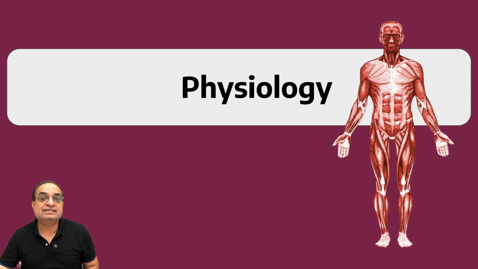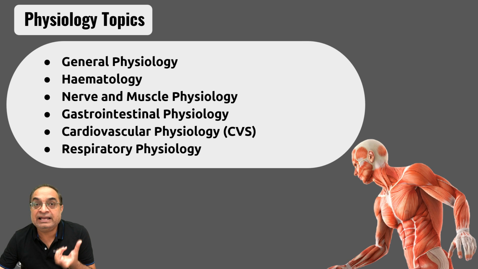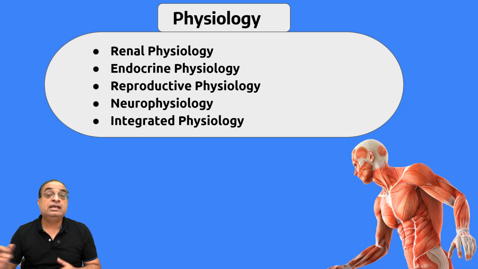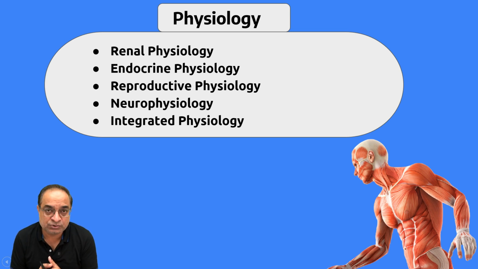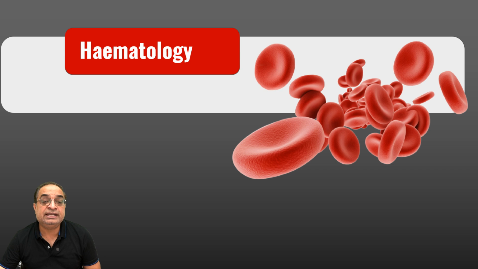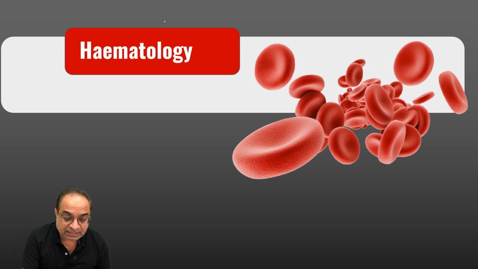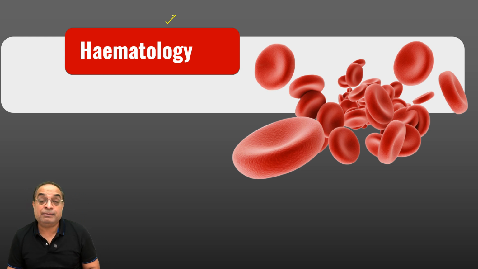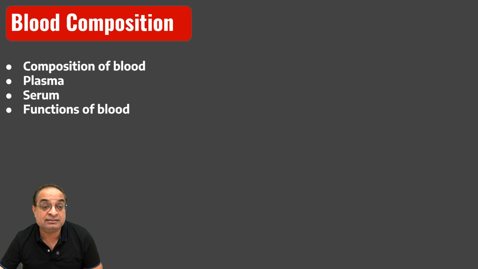Now, what we are going to discuss in this session is the MBBS first year physiology syllabus, highlighting the subtopics of hematology. What all you need to study in physiology: general physiology, hematology, nerve and muscle physiology, gastrointestinal physiology, cardiovascular physiology, respiratory physiology, then renal physiology, the structure and functioning of kidneys, endocrine physiology, various endocrine glands, reproductive physiology, neurophysiology and integrated physiology. In this session, I'll be discussing in detail the hematology subtopics. You know what is hematology? The study of blood. This itself is a specialized branch of medical sciences.